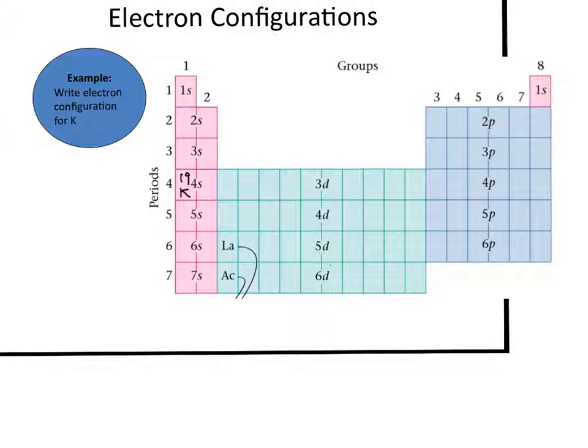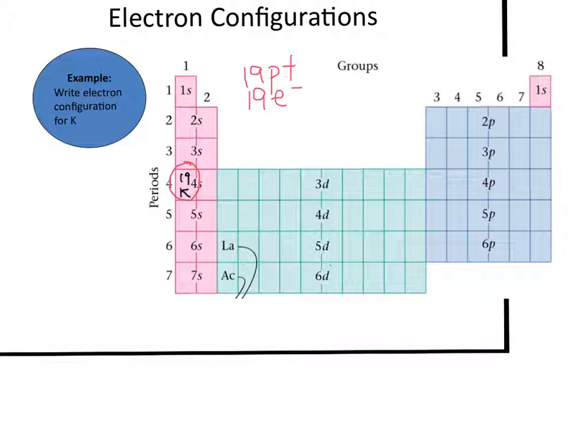And you can see that potassium is number 19 on the periodic table. So that means that it has 19 protons in a neutral atom. That also means 19 electrons. So we need to write the address for 19 electrons.